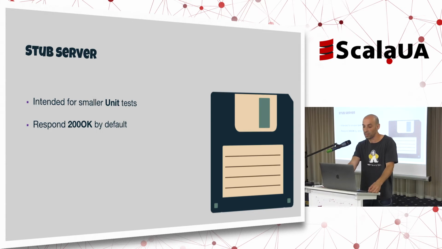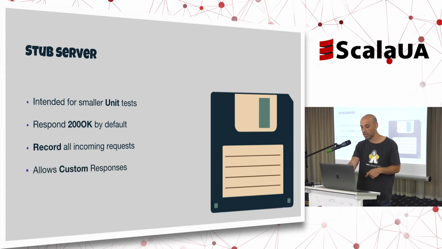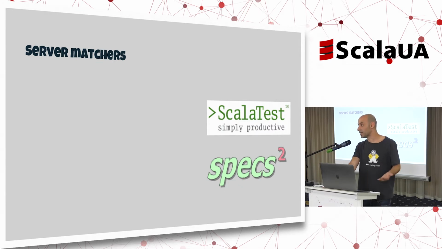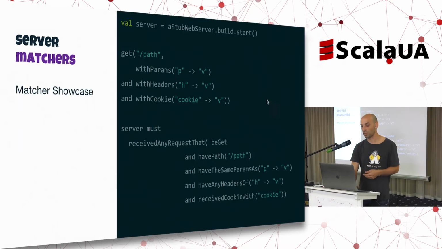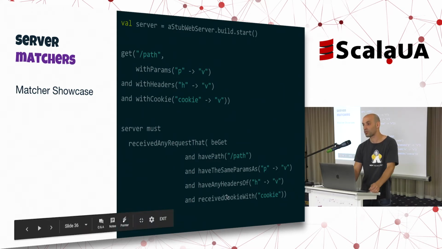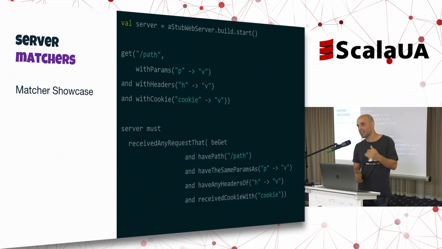It also responds okay, but it does something special that doesn't happen in integration. It records every request that gets into it. It also allows you to program any behavior you want to it. So how do we match the response later on? There is also a matcher suite built into it, and this is an example of that matcher suite. So we have the server. The server received the request, and then we have a set of matchers, specs2 and Scala test, that will allow you to validate anything about that request. If it's a GET, if it has a specific path, if it has the same parameters, if it has any headers, or everything that you can think of, you can validate using the matchers.